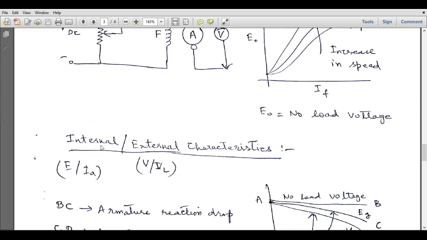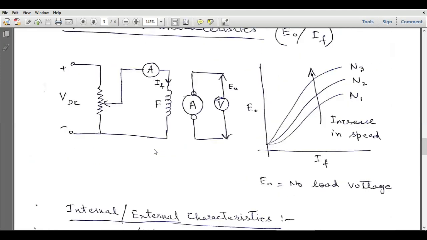Okay, so now we will discuss internal and external characteristics. Before discussing these, I will come back to the no load characteristics of the separately excited DC generator. In this case, you might have observed that at zero field current, we are still getting some output voltage at the DC generator. This small induced EMF at the DC generator output is due to the presence of residual magnetic flux in the stator poles, right? The magnetic poles are made of ferromagnetic materials, and in ferromagnetic material, even if there is no external magnetic field, they retain a very small amount of magnetic field in them.